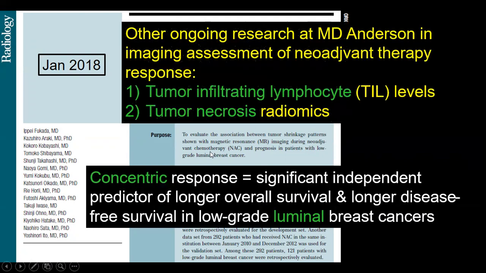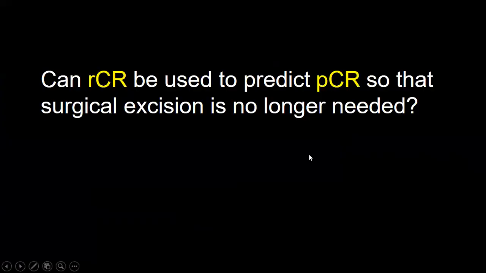And as a note, at MD Anderson, what we're currently working on is imaging assessment of neoadjuvant therapy using some other parameters. For example, the levels of tumor infiltrating lymphocytes, and for example, tumor necrosis radiomics, just to share with you some of the ongoing research.